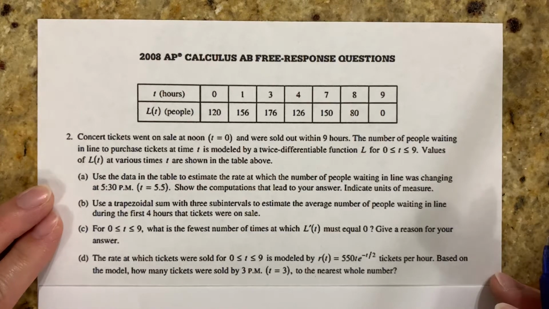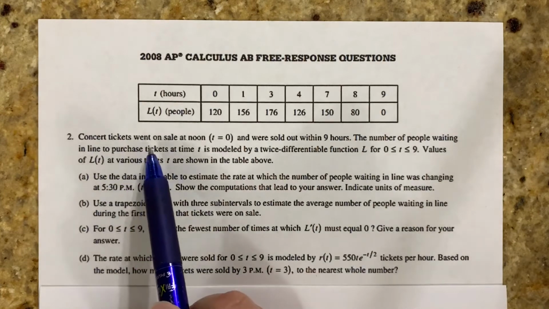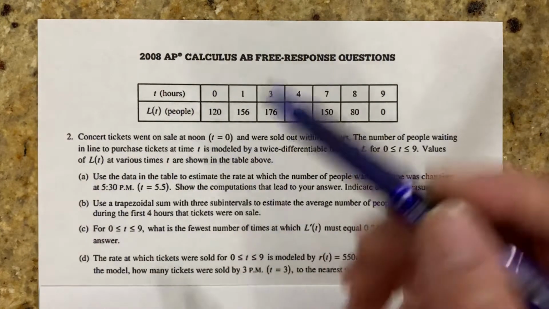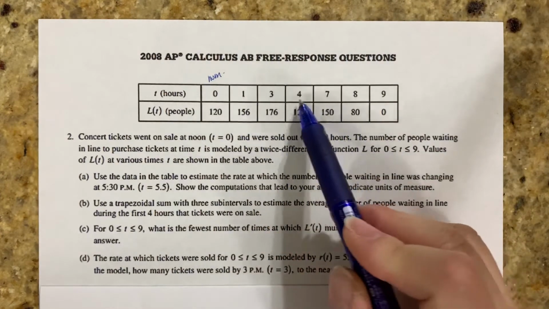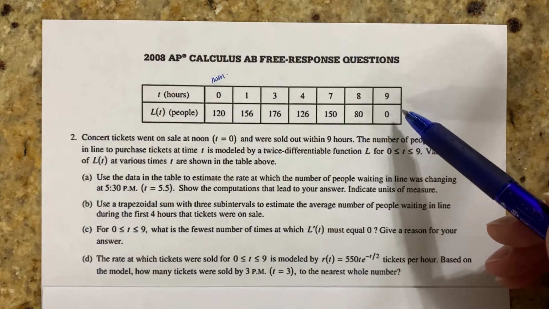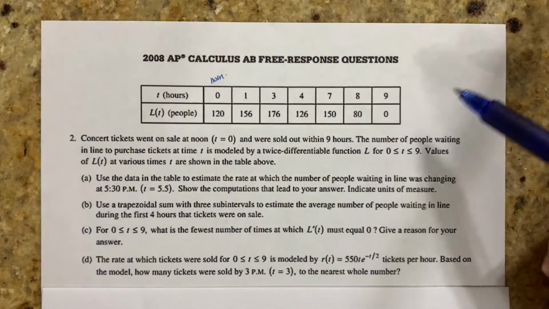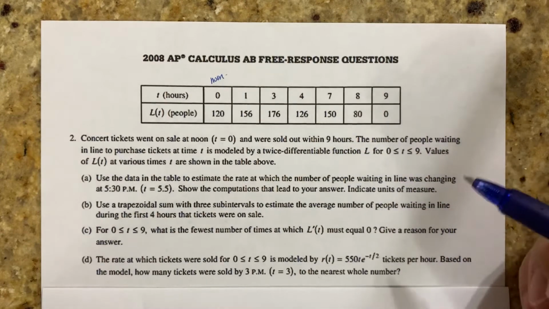This is 2008 FRQ number 2, still in the calculator portion. It says concert tickets went on sale at noon, where t equals 0. So this is noon. Of course this is 1 o'clock, 3 o'clock, 4 o'clock, 7 o'clock, 8 o'clock, and 9 o'clock. I assume that's when the show starts. So 9 o'clock is when, oh, it says when it was sold out within 9 hours. So I guess the show may not have started.